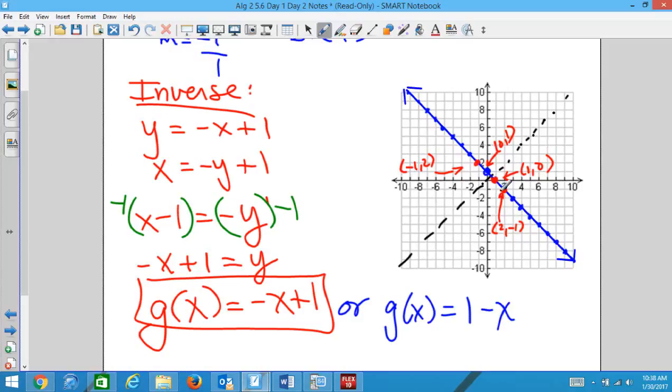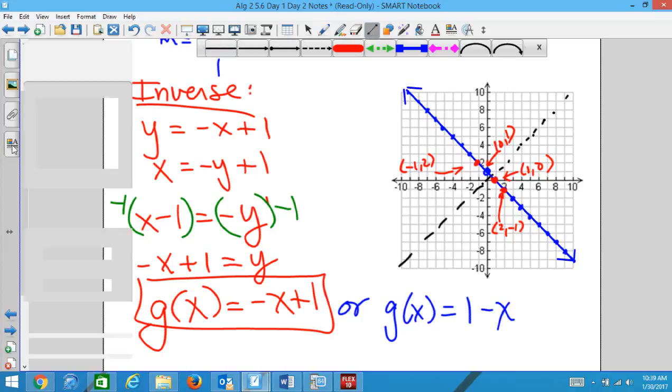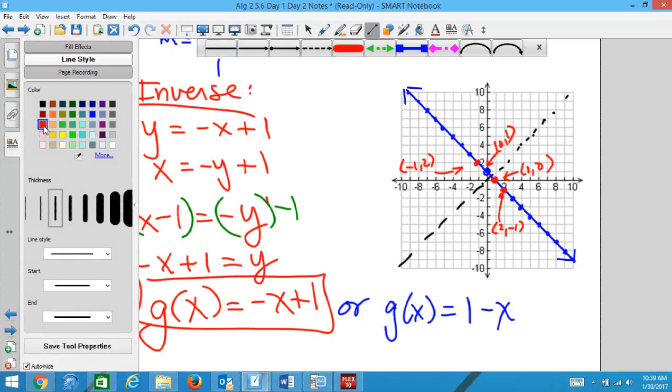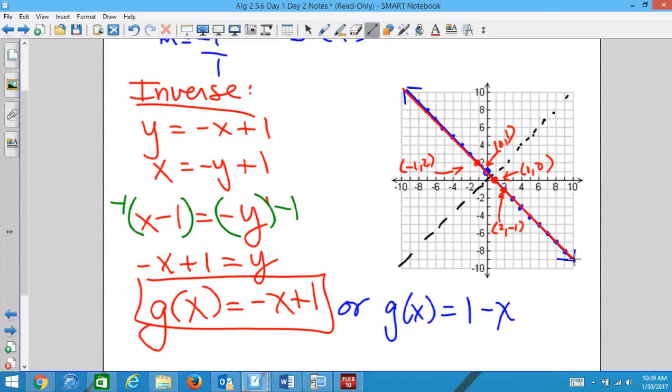It's perpendicular to the reflection line. I don't think that's the one. I think there's more. So it would be the exact same line.